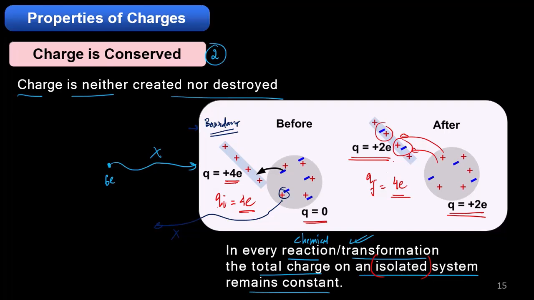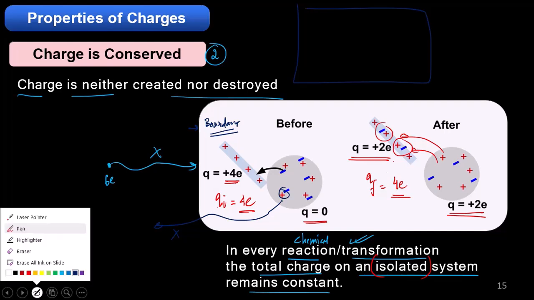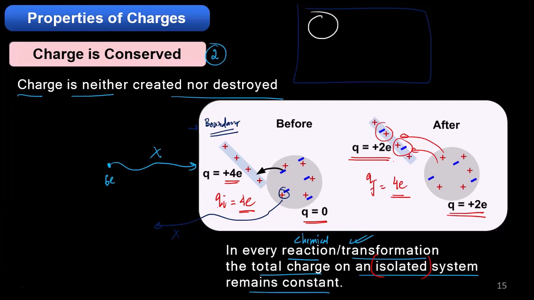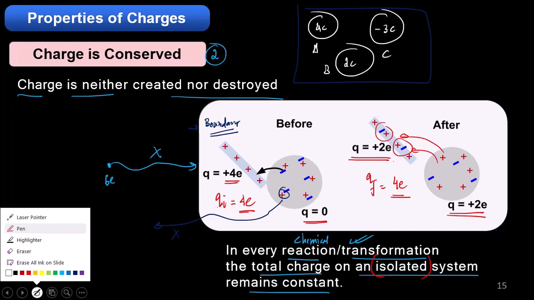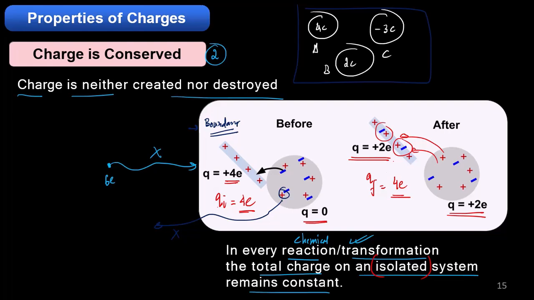Let us say there is an isolated system. Inside that, let us say there are 3 particles, A, B, and C. Initially, let us say A has a charge of 4 Coulomb, B has a charge of minus 3 Coulomb, and C has a charge of 2 Coulomb. Once they are connected with each other, some charge transfer takes place. So let us say 4 Coulomb becomes 2 Coulomb, and minus 3 Coulomb becomes minus 2 Coulomb.